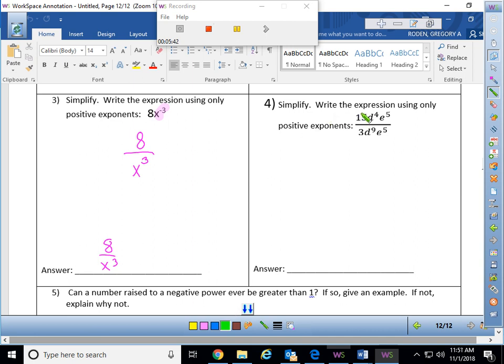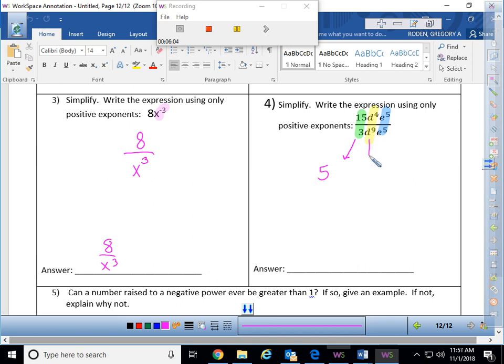We have the 15 over 3, we have the d's, and we have the e's. So we're going to take care of each one of these separately, and then we'll clean it all up at the end. All right, so the first one, 15 divided by 3, that's pretty easy. That's going to be 5.